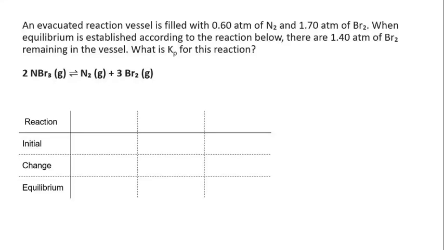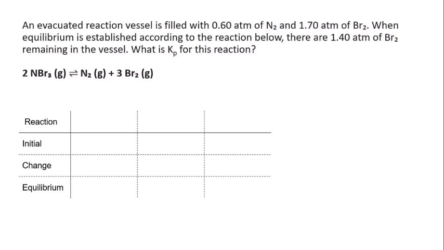In this problem, we're told that an evacuated reaction vessel is filled with 0.6 atmospheres of N2 and 1.7 atmospheres of Br2. When equilibrium is established according to the reaction, there are 1.4 atmospheres of Br2 remaining in the vessel. And the question asks, what is Kp for this reaction?